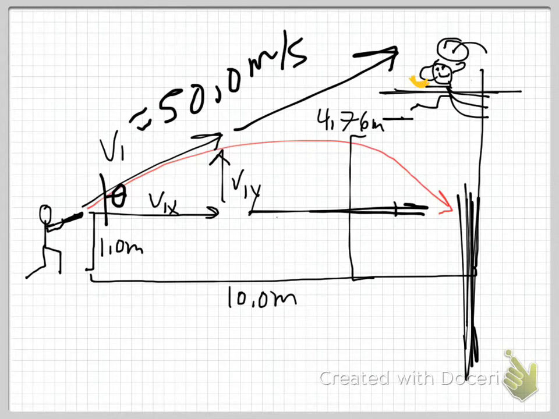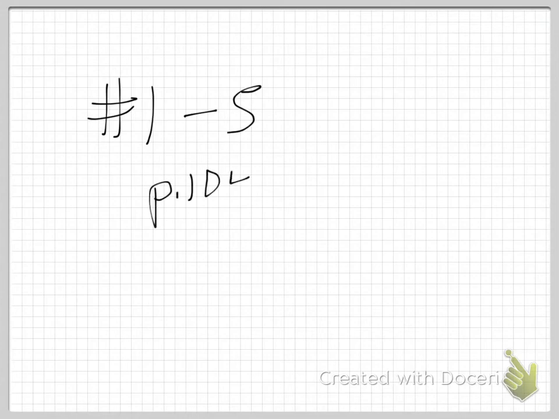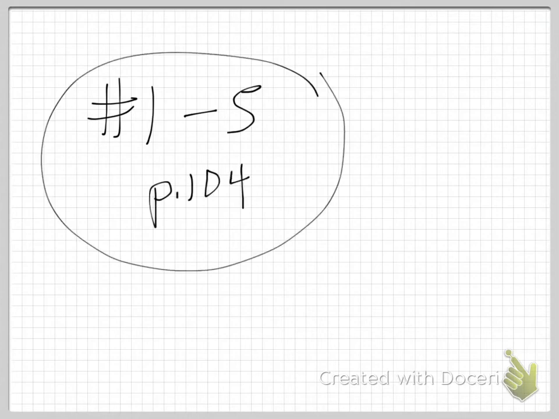But what you're doing is looking at a whole picture and solving for these. Even if you are not completely done with horizontal projectiles, I want you working on these today. I'm going to give you a packet, probably at the end of the day today, but I want you working on the book problems for this. 1 through 5 on page 104. Okay. 1 through 5 on page 104. That's it.